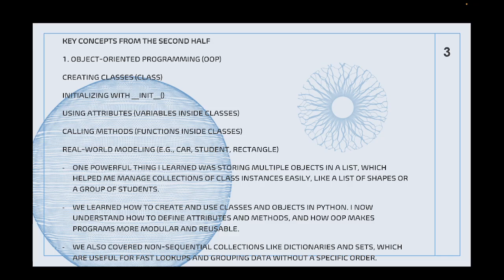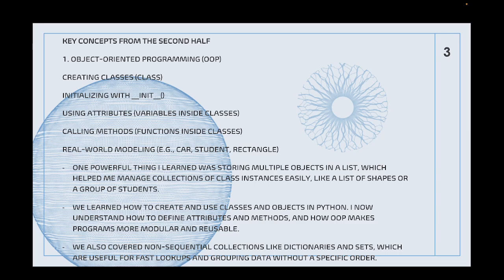Key concepts from the second half: object-oriented programming, OOP, very important. Creating classes, initializing within it, using attributes, variables inside classes, calling methods, functions inside classes. Basically just real world modeling. Examples could be car, student, rectangle.